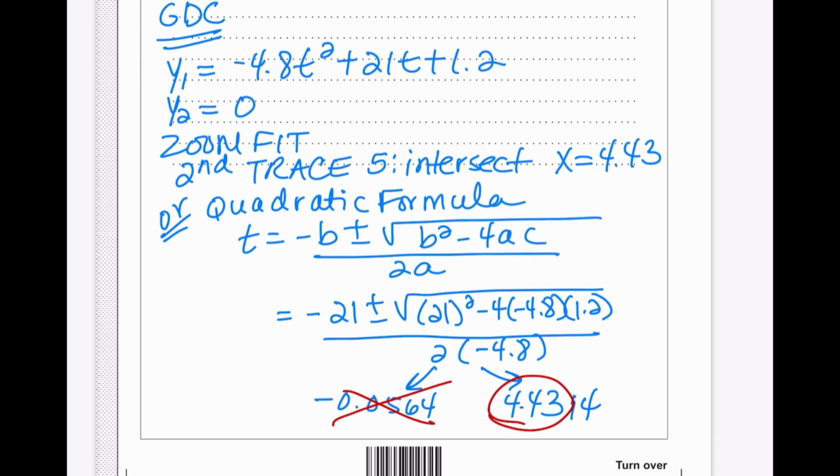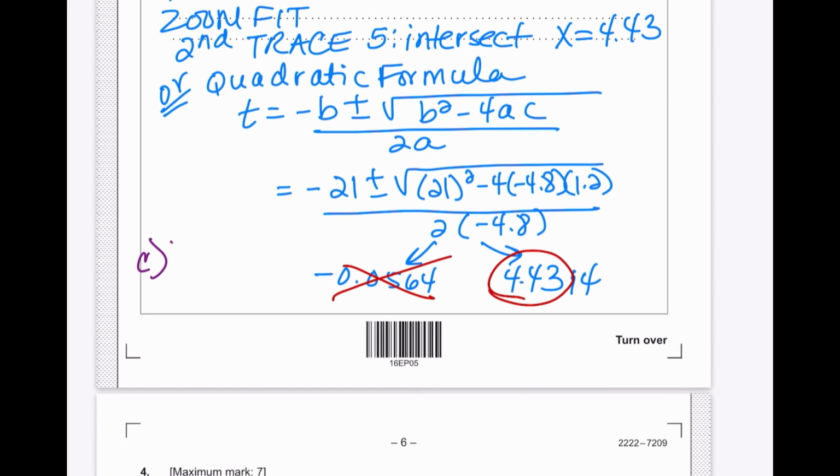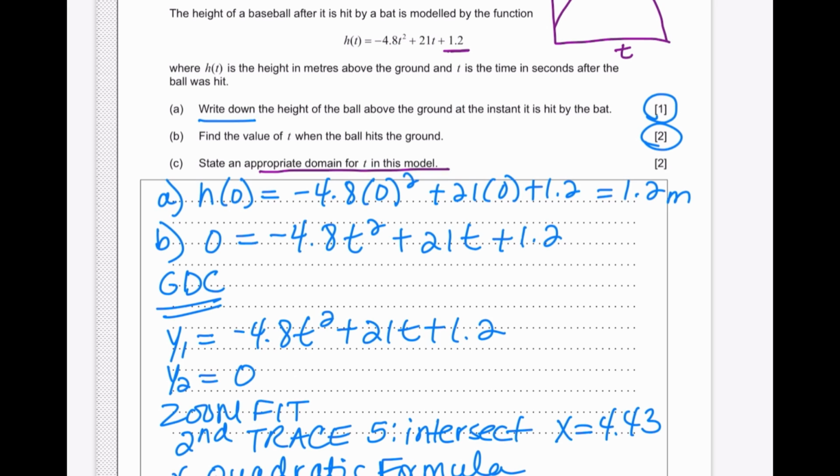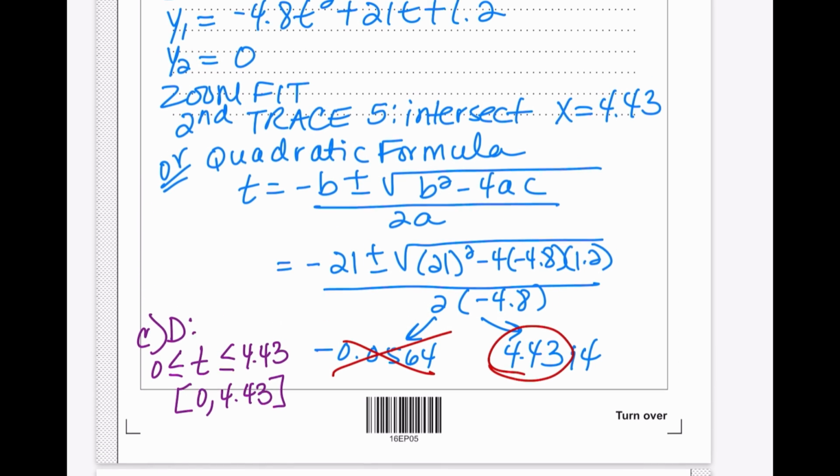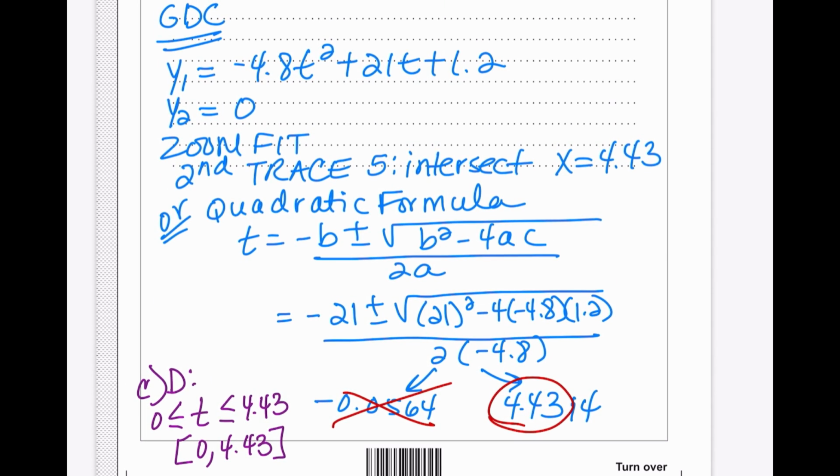So for part C, an appropriate domain is going to be from 0 less than or equal to t less than or equal to... Remember, when does the ball hit the ground? We just found out that the ball hits the ground at 4.43 seconds. So then 4.43 is going to be my answer. You can write it as an inequality or you can write it in interval notation, 0, 4.43 with the brackets because it can be 0 at time 0. Remember, the height of the ball is at 1.2. And then the ball is going to hit the ground at 4.43. So that is going to be my domain.